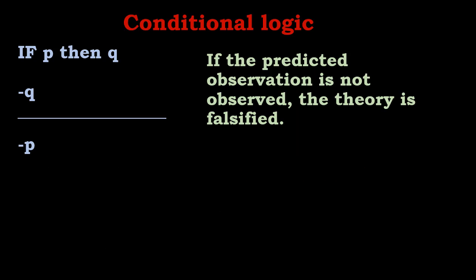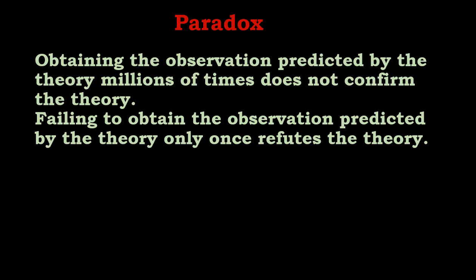Now, we are left with a paradox. Let's say we go and activate the brain and we see whether there is a sensation or not. Millions of times, we observe a sensation. But that doesn't confirm the theory that the mind is in the brain. We observe only one time that activating the brain did not produce a sensation, and that refutes the theory that the mind is in the brain.